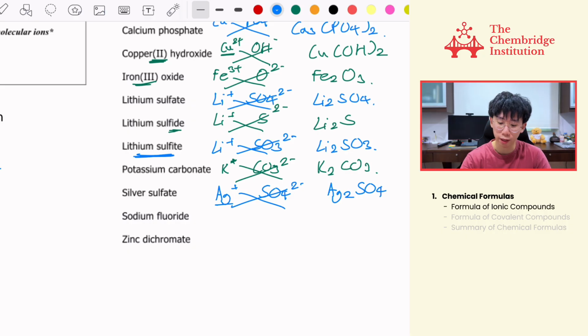Next is sodium fluoride. Sodium fluoride is just Na plus because sodium is in group 1, and then fluorine has a minus charge because it's from group 7 or 17. So if you crisscross, it's just NaF.